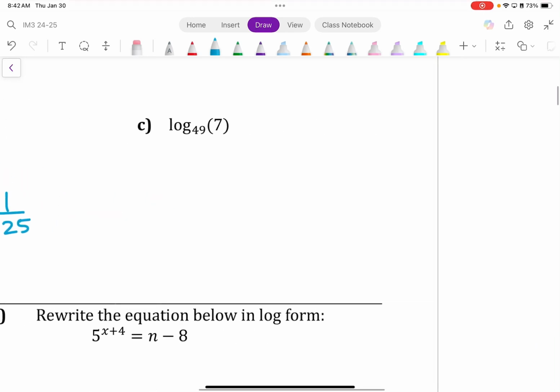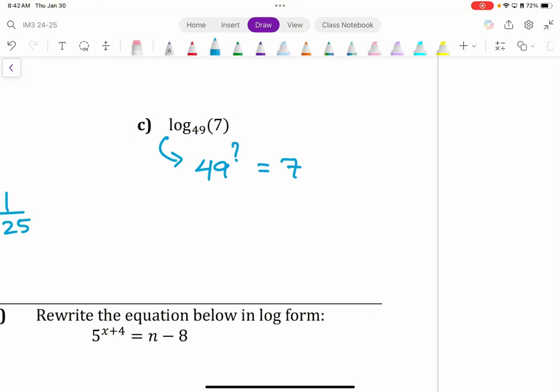Now, looking at log base 49 of 7, if we were to rewrite this as an exponential statement, we would say 49 to the what power gives you 7. And so this is when things start to get tricky, because you're going from a big number to a small number, and this small number is not a fraction, so it's not a negative exponent. It's also not a whole number exponent, because if it were a whole number exponent, we would get something bigger than 49. So that leaves us with very limited choices here.